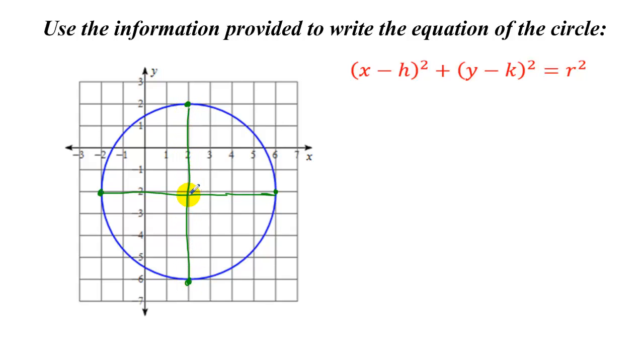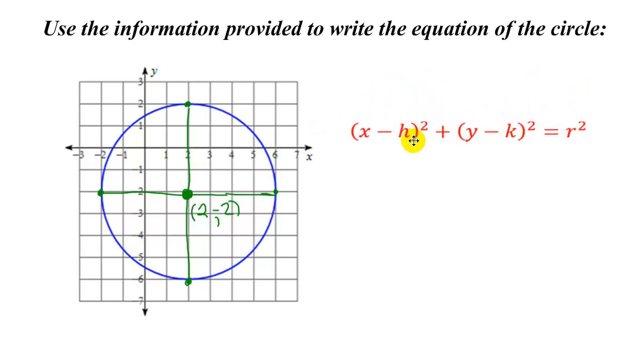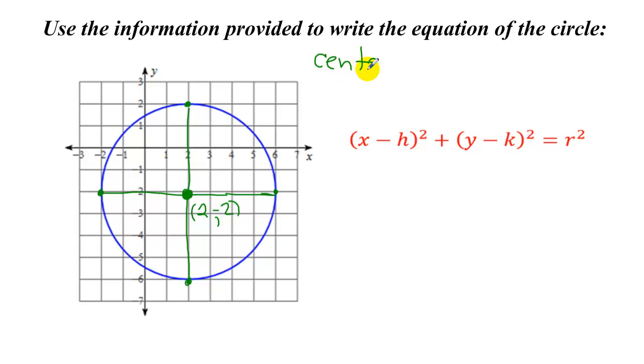So this one, I was able to find the center pretty well right there. Let's read the coordinates of the center point. It's 2, negative 2. So our center is 2, negative 2. I'm going to move this down. Let's write that out. So again, center is 2, negative 2.